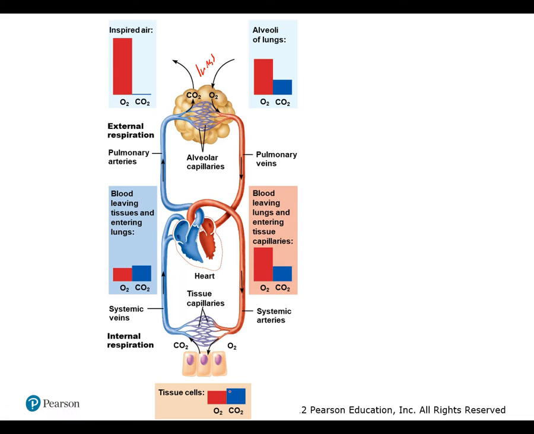In your tissue cells, it has low oxygen. So remember, it always goes from high to low. So oxygen is going to leave the blood and go into the cells. CO2 is going to leave the cells and go into the blood. And now you're going to notice, I have low oxygen, high CO2 that gets carried back to the lungs where you're going to bring in high oxygen. So it always goes from high to low, and this causes O2 to enter back in.